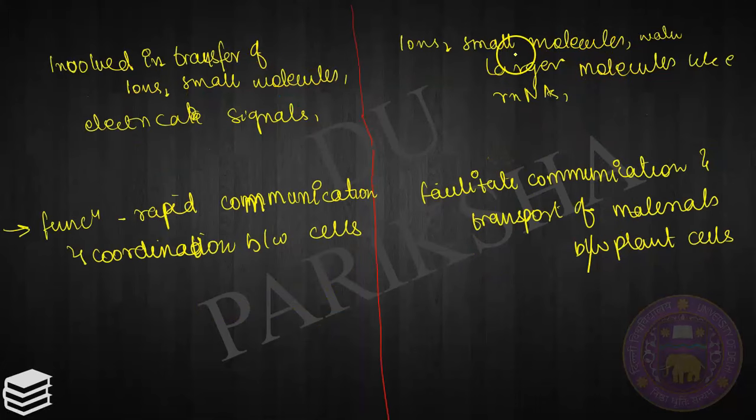Plasmodesmata are involved in the transfer of water, ions, small molecules and large molecules also, like RNAs and some proteins, while gap junctions are involved in the transfer of ions, small molecules and electrical signals. The function includes rapid communication and coordination between cells. Let's see the function of plasmodesmata, that facilitate communication and transport of materials.